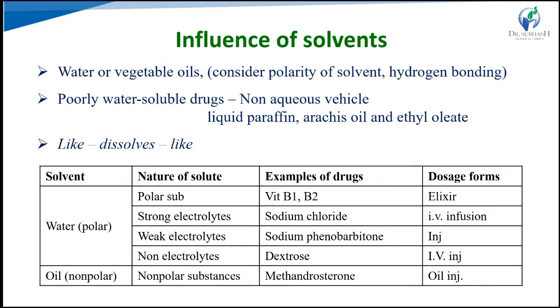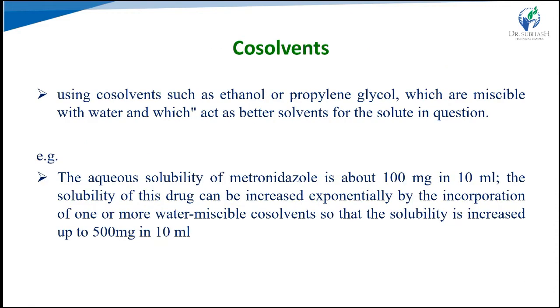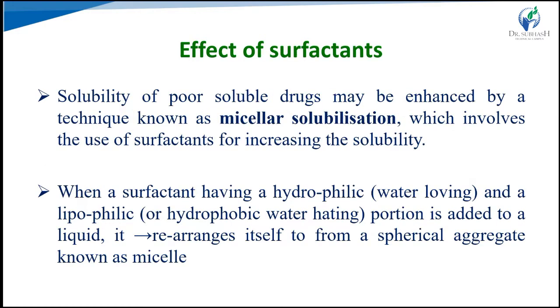So regarding the effect of crystal and polymorph, the amorphous form has a higher aqueous solubility than the crystalline form, and among crystal forms, the metastable polymorph has better solubility than the stable form. So with co-solvents, the addition of the third substance, we use the process of co-solvency. Co-solvents like propylene glycol, polyethylene glycol, and ethanol are miscible with water and act as better solvents for the solute. So that is the co-solvent approach.